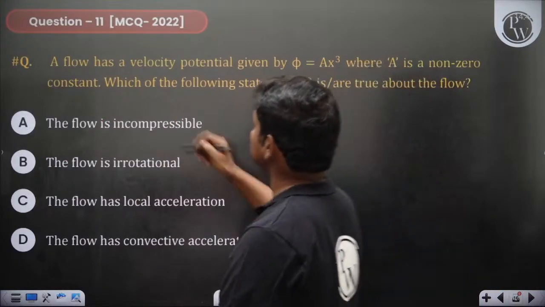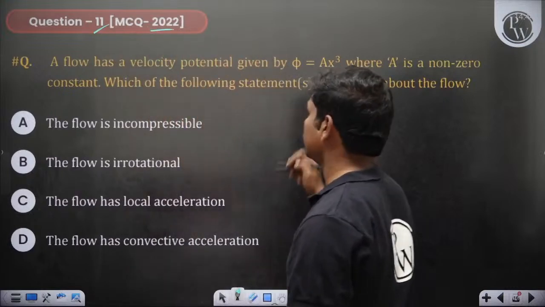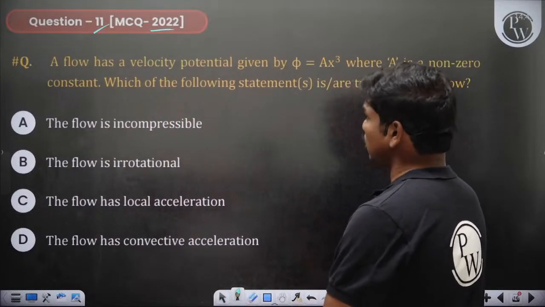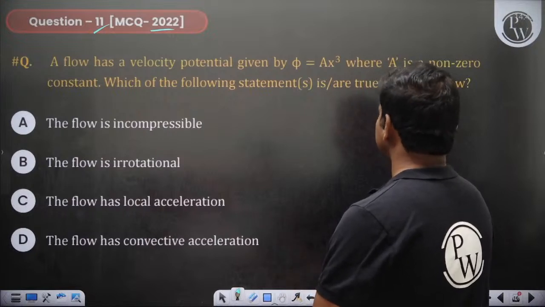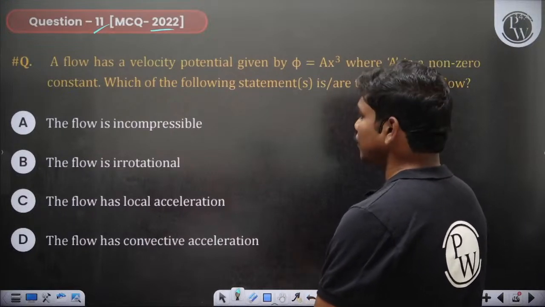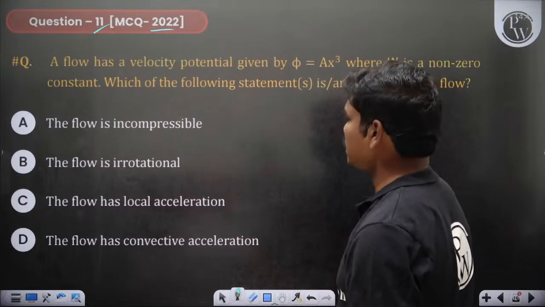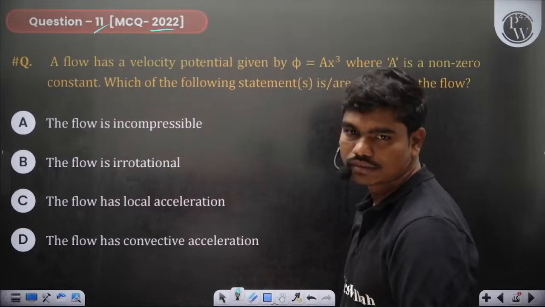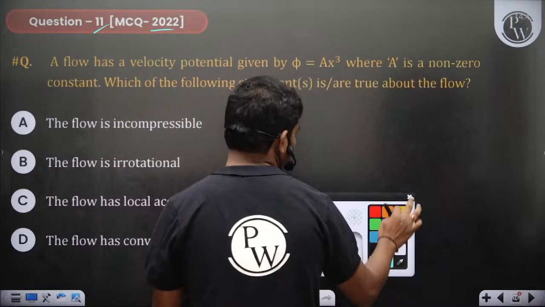Yeah, 2022. A flow has a velocity potential function given by phi is equal to ax cube, where A is non-zero. Which of the following statement or statements is or are true about the flow? Flow is incompressible. Flow is irrotational. Flow has local acceleration. Flow has convective acceleration. Chalo, let's start.